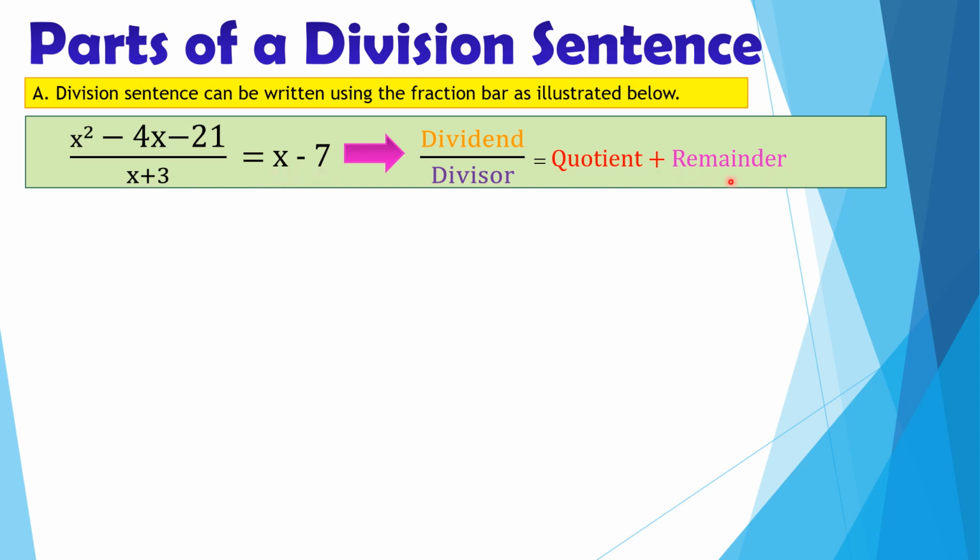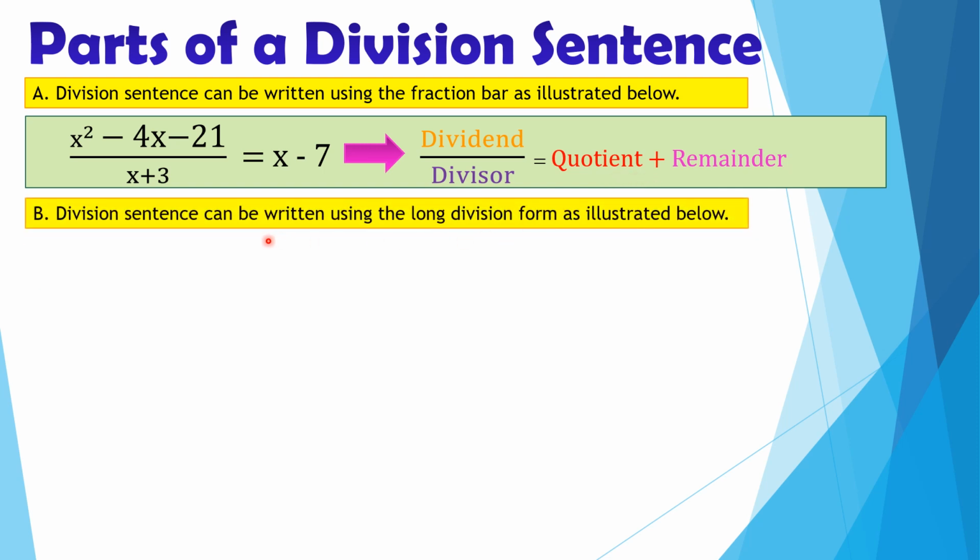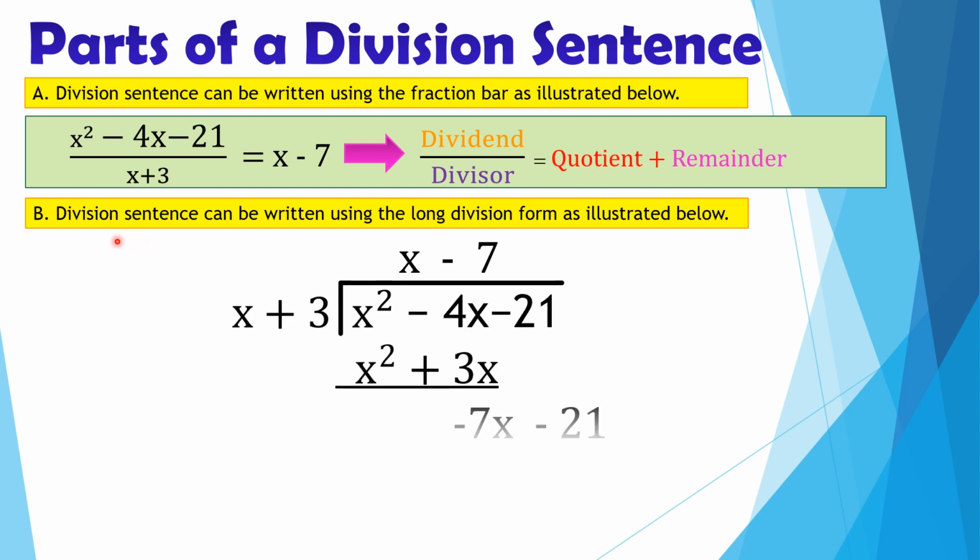The remainder will be added to the quotient. In this example, there is no remainder. For the second illustration, it is a division sentence that can be written using the long division form, as illustrated below. We have x squared minus 4x minus 21 divided by x plus 3 is equal to x minus 7.